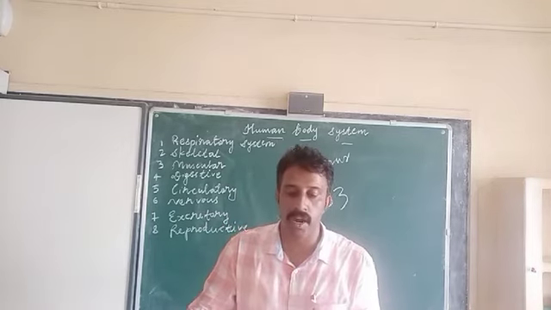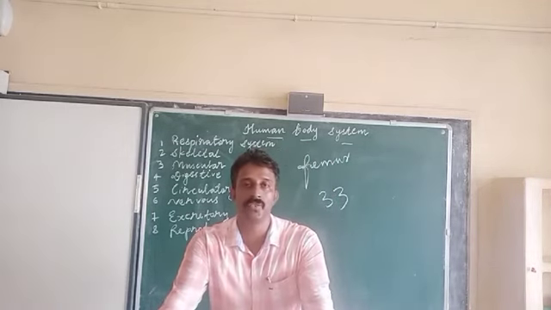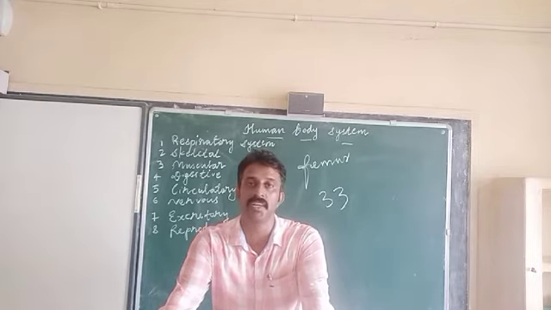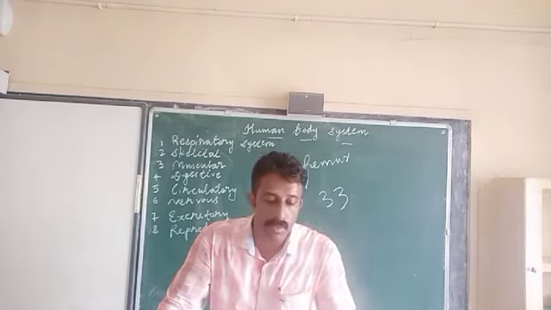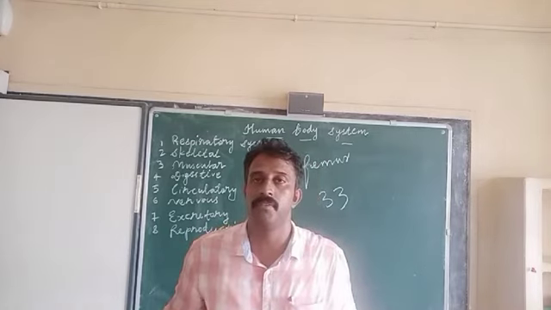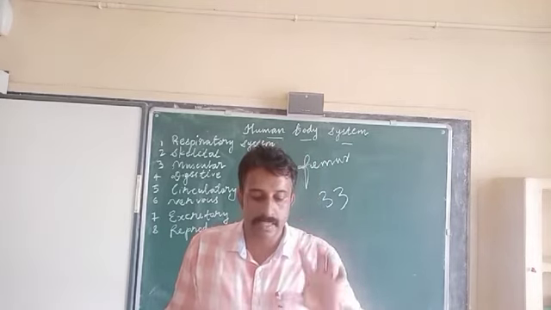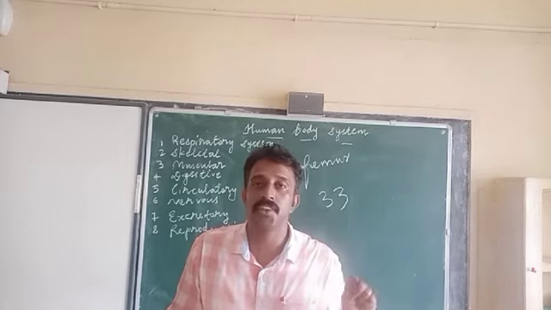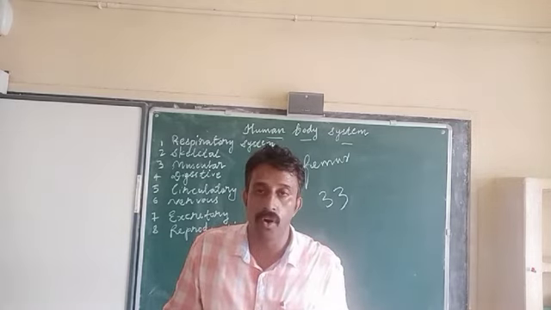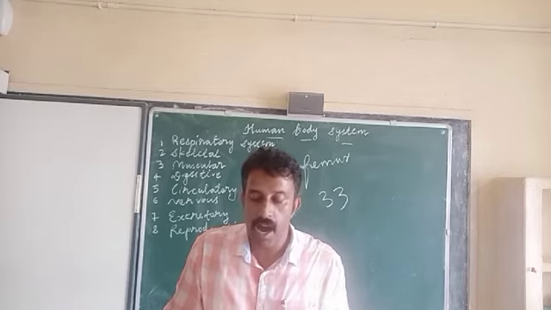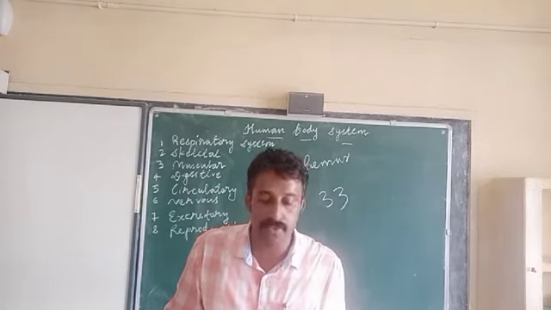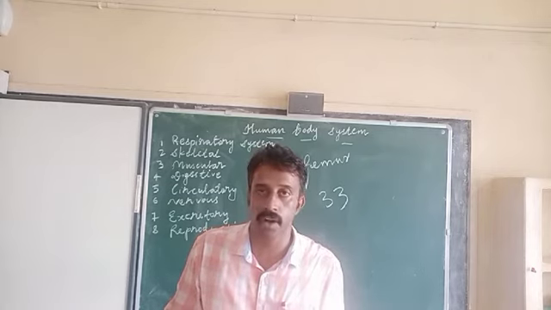All muscles can be divided into two classes. The first one is voluntary muscles and the second one is involuntary muscles. What are voluntary muscles? The voluntary muscles work at our will. Muscles that work at our will are called voluntary muscles. Arms, hands and legs are some examples of such muscles. This is the voluntary muscles.